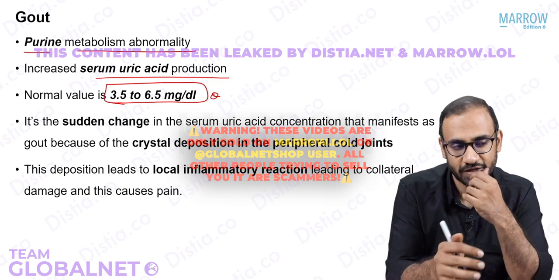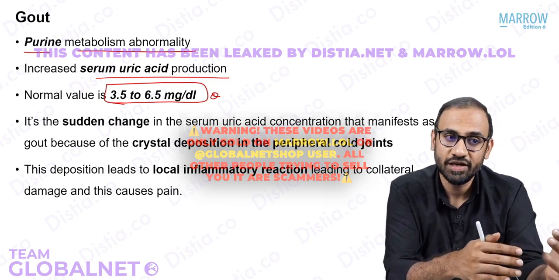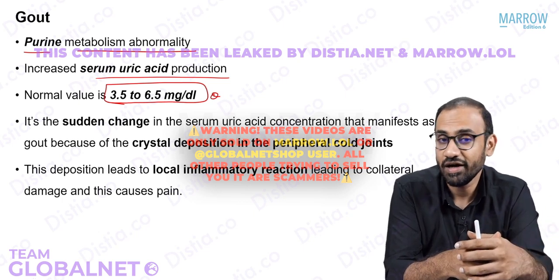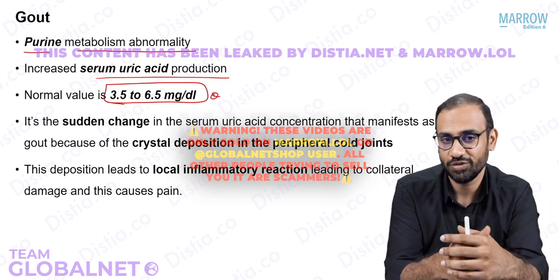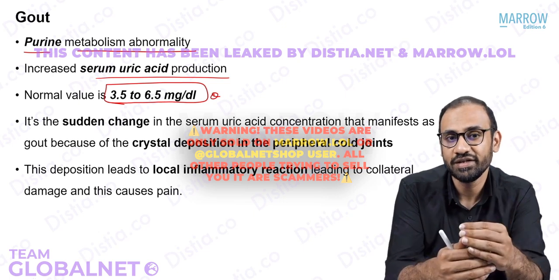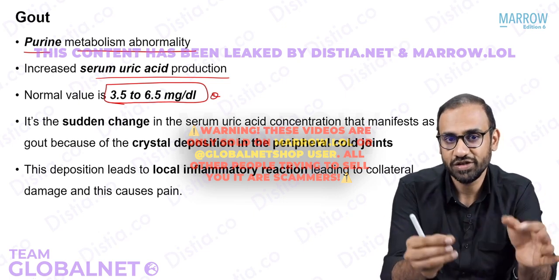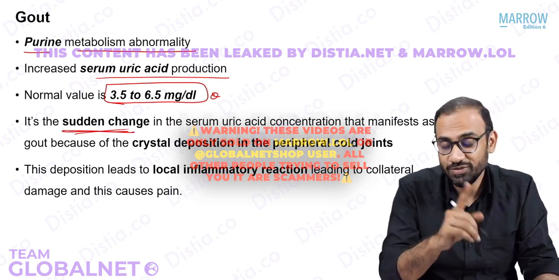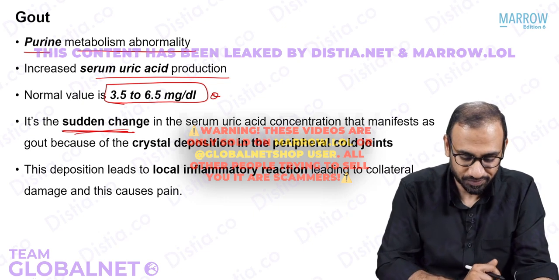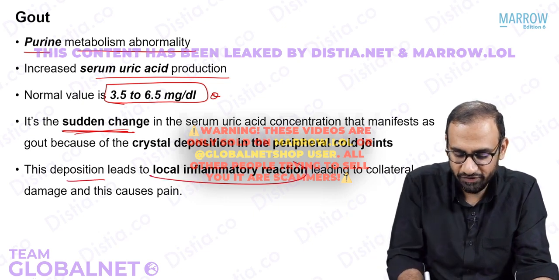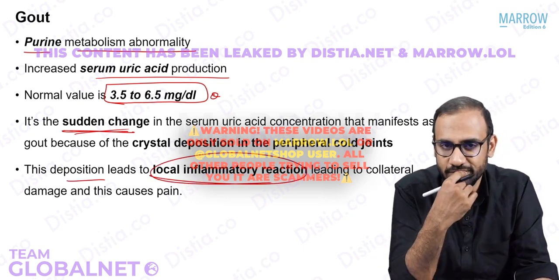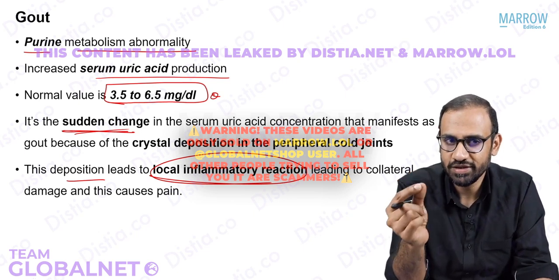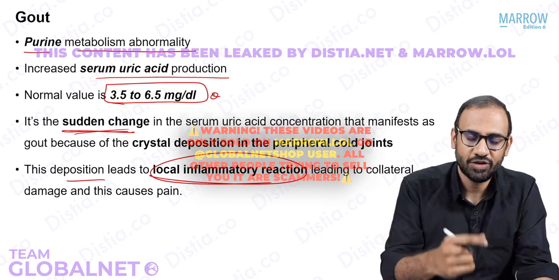Are you following? There can be a patient whose serum uric acid is 9 who may not have gout. There can be a patient whose serum uric acid is 7 and can have gout because there was a sudden increase of serum uric acid that precipitated the crystals in the peripheral joint, causing pain. So this sudden change is what you need to remember, and that's what will help us understand the treatment also. This deposition leads to local inflammatory reaction leading to collateral damage. So purine metabolism, serum uric acid, these crystals precipitating, causing pain.